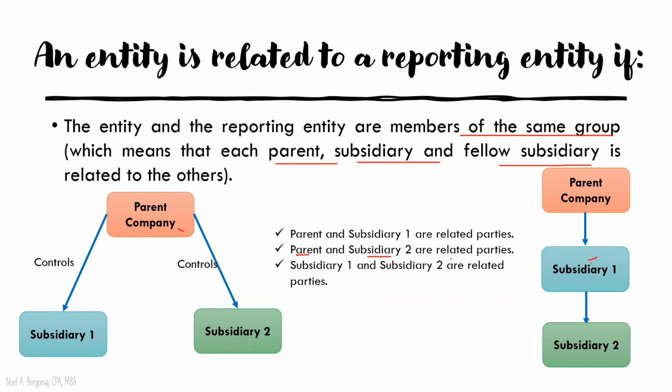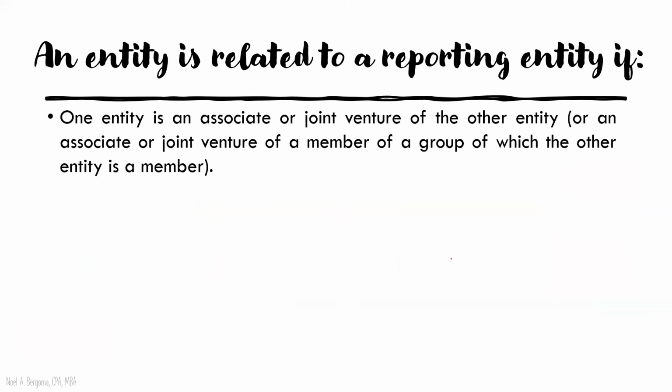So this is one of the criteria for an entity to become a related party to another reporting entity: the entity and the reporting entity are members of the same group, parent and subsidiary related to each other. That's the first one. Another would be that one entity is an associate or a joint venture of another entity. Associate, as discussed earlier, has 20% to 50% voting power, and a joint venture is under the joint control of another entity. Let me give you an illustration to explain that further.